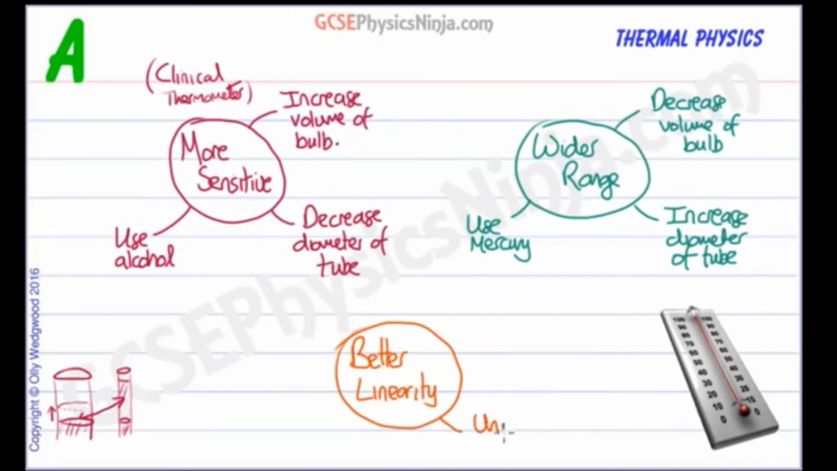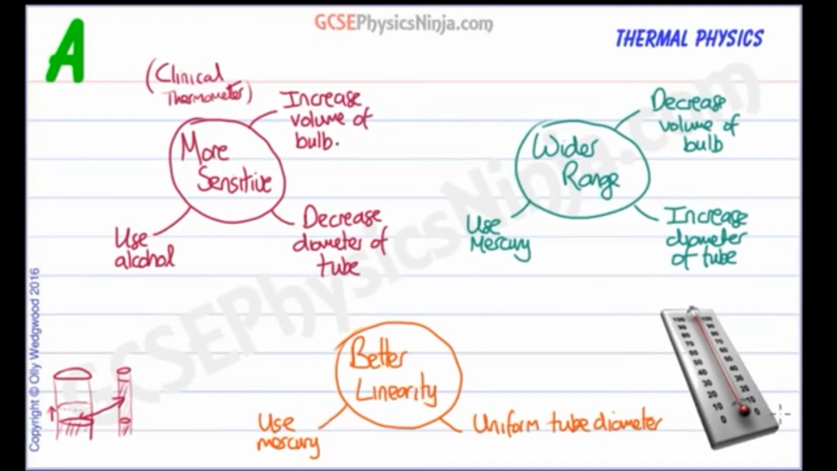So we'd say a uniform tube diameter. That's important. Remember, as the tube gets thinner, the thread will rise faster. And also, we can use mercury. Mercury liquid expands very uniformly as temperature rises, whereas alcohol tends to have different expansions at different temperatures. So mercury is more linear than alcohol.